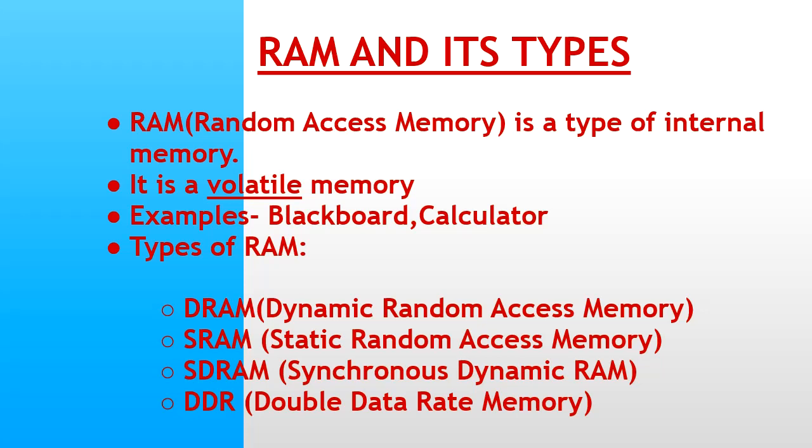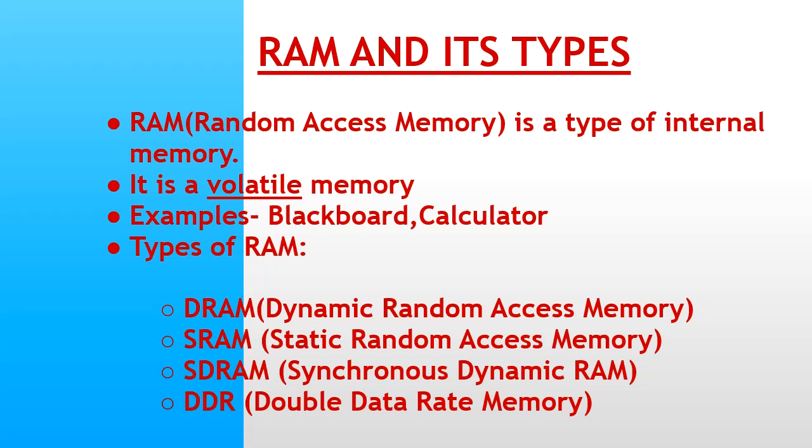Now the next one is SRAM, that is static random access memory. It is fast and expensive. It does not need to be refreshed so frequently like DRAM. Next is synchronous dynamic random access memory. It uses a synchronous interface to transmit large amount of data at a high speed. This improves the efficiency of the computer as data is delivered in a shorter duration.